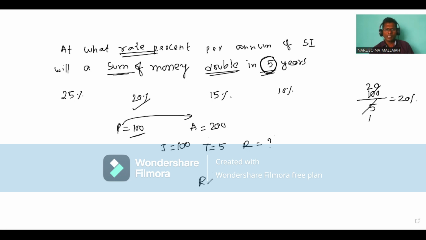Now to find the rate we use 100 into I by P times T. Interest is 100 rupees, principal is 100, and time is 5 years. Here 100 gets cancelled. 5 1s are 5, 5 2s are 10, the 0 gets cancelled. So 20% will be the right answer. Clear?